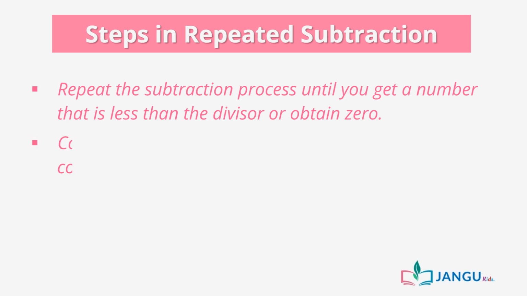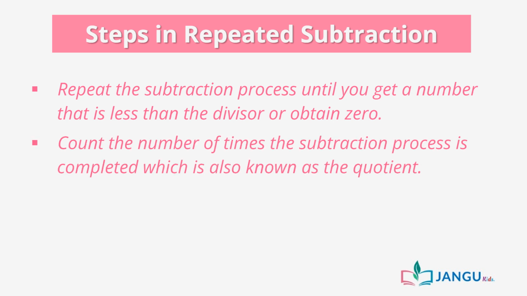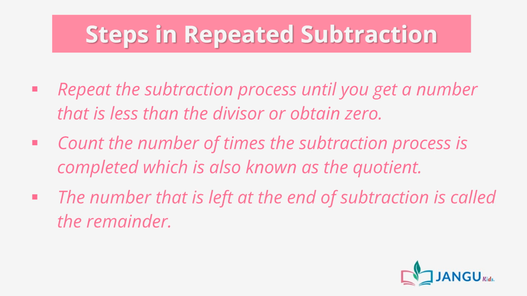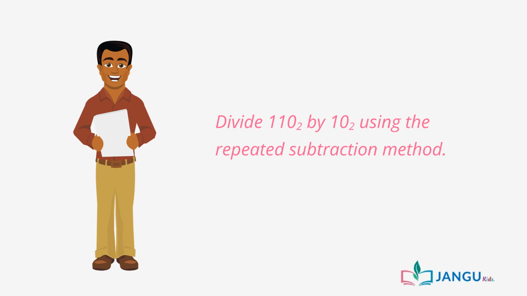Step 5. Count the number of times the subtraction process is completed, which is also known as the quotient. And of course, step 6. The number that is left at the end of the subtraction is called the remainder. Let's look at an example to understand this concept better. Divide 110 base 2 by 10 base 2 using the repeated subtraction method.